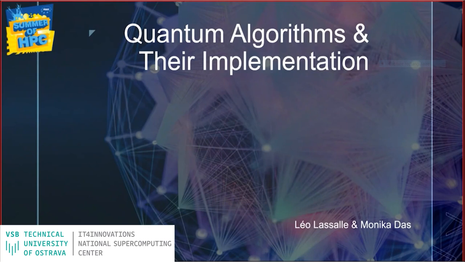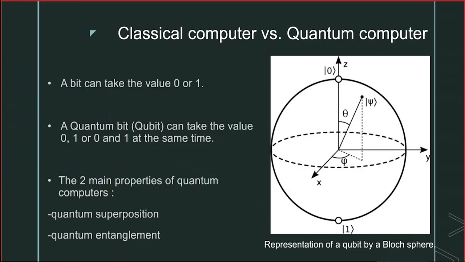Hello everyone, in this video we will explain, Monika and I, the main concepts of a quantum computer and its advantage compared to a classical computer. To begin with, what is the main difference between a classical computer and a quantum computer? Quantum computers are based on a completely different principle than classical computers.